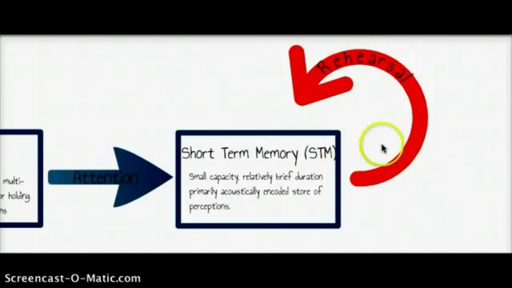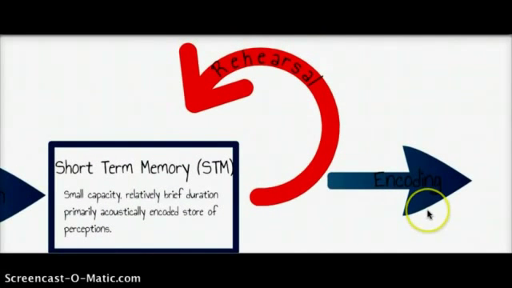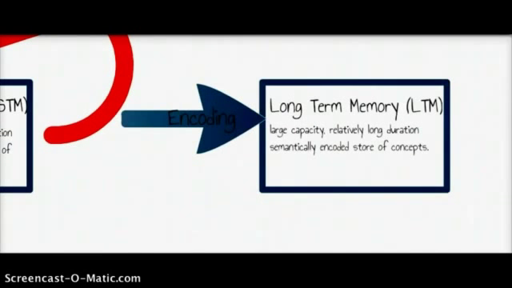Sufficient rote rehearsal of data or information in short-term memory will result in encoding. Now, here in short-term memory, it was all acoustically encoded. The encoding that takes place with sufficient rote rehearsal is, of course, the famous semantic encoding that they talk about, which passes stuff into long-term memory.